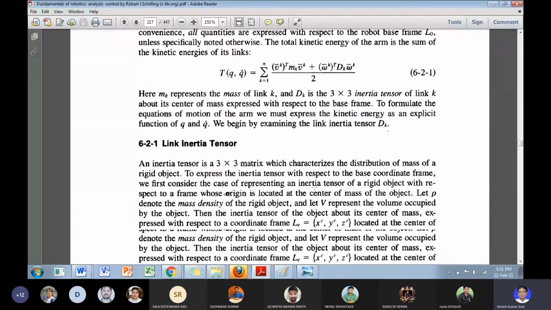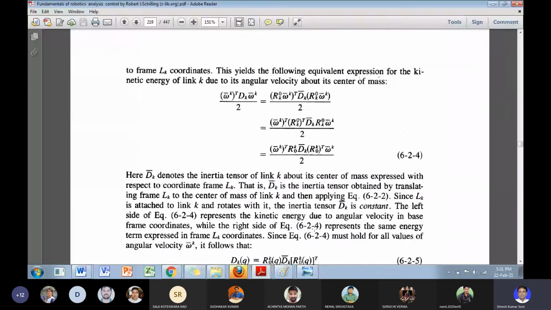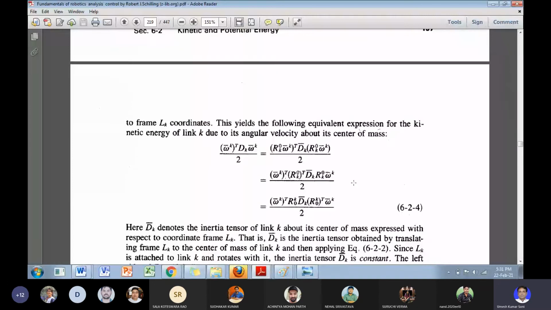Here, is it visible? Equation 6.2.4. Yes, sir. Yes, sir. So, is what we have discussed so far understood? Yes, sir.